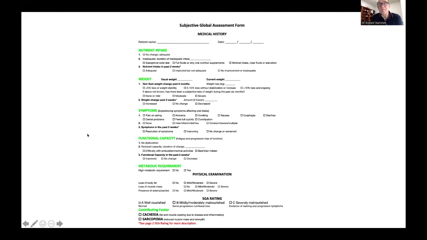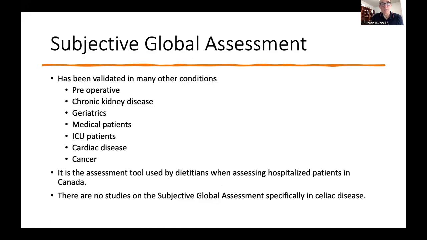When it was initially developed, it predicted outcomes. So people that were malnourished had a much worse outcome than those that weren't. And subsequent to that, many other conditions have been validated, things like chronic kidney disease, heart disease, geriatrics, elderly patients, in-hospital medical patients, ICU patients, and patients with cancer.